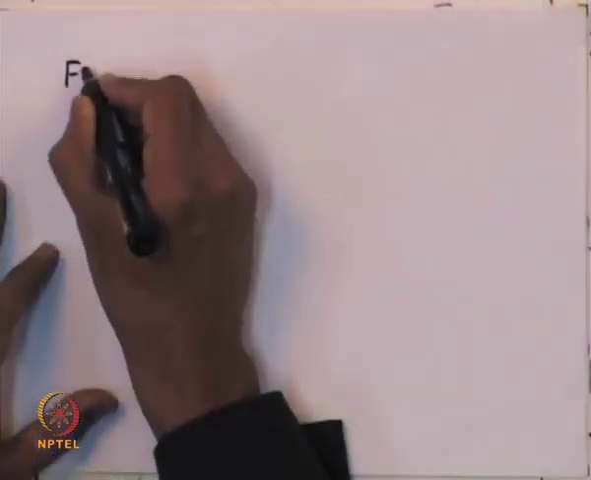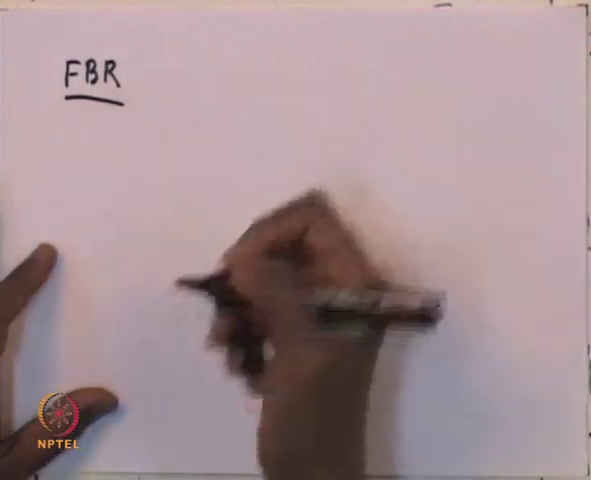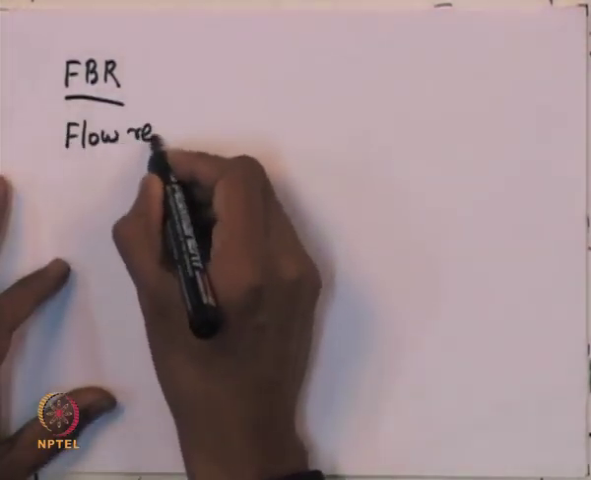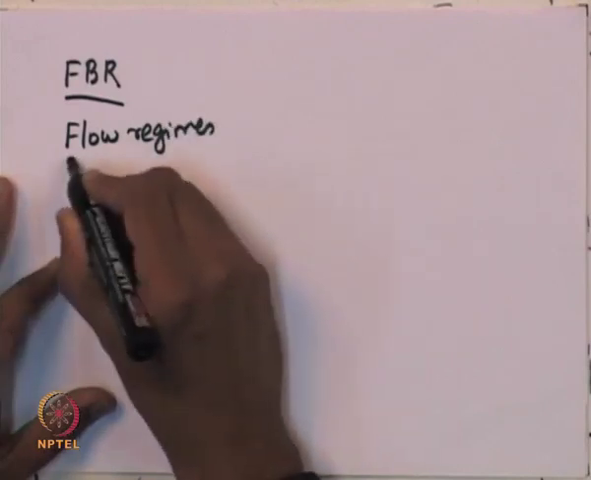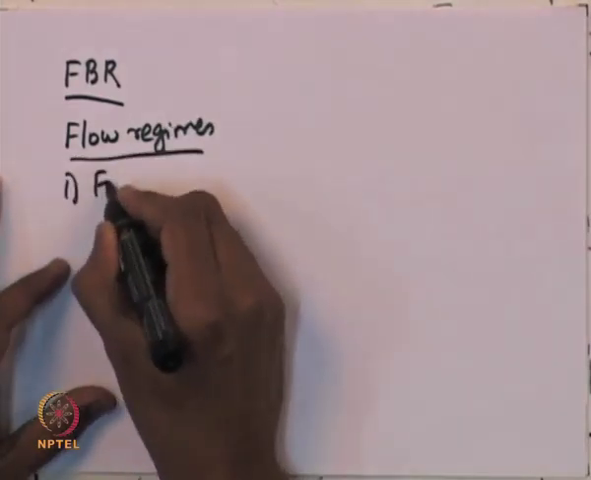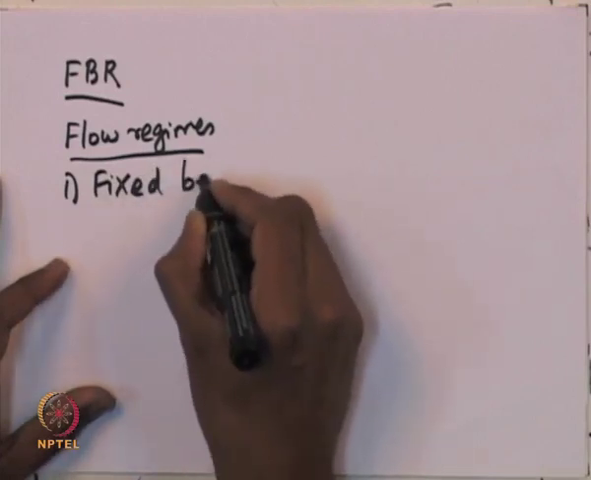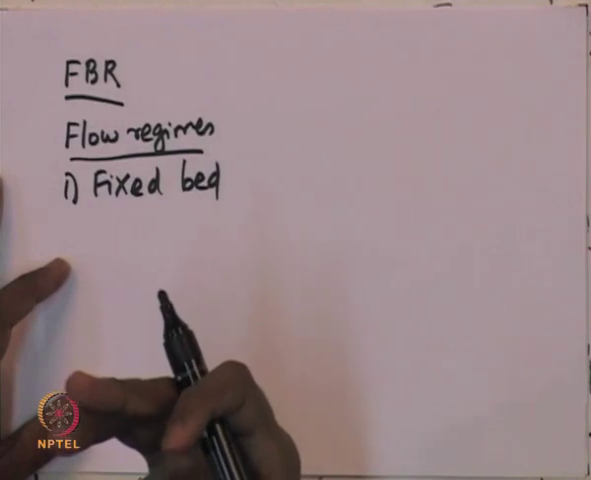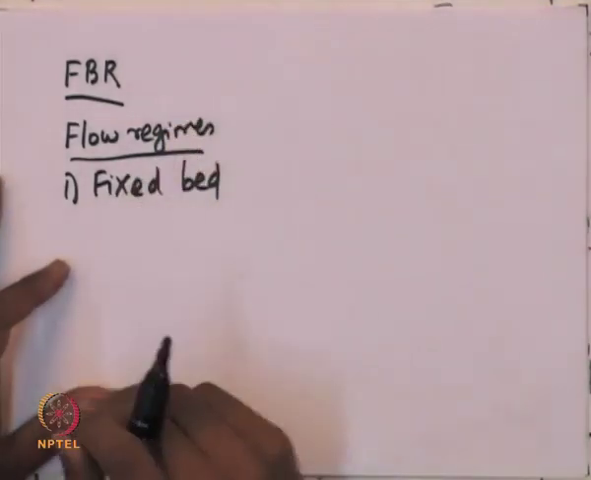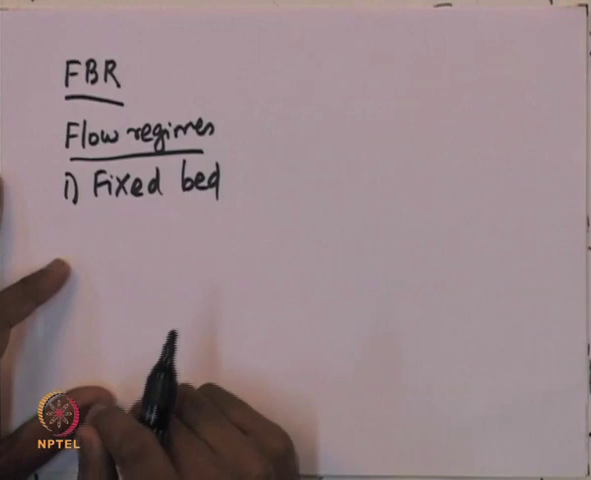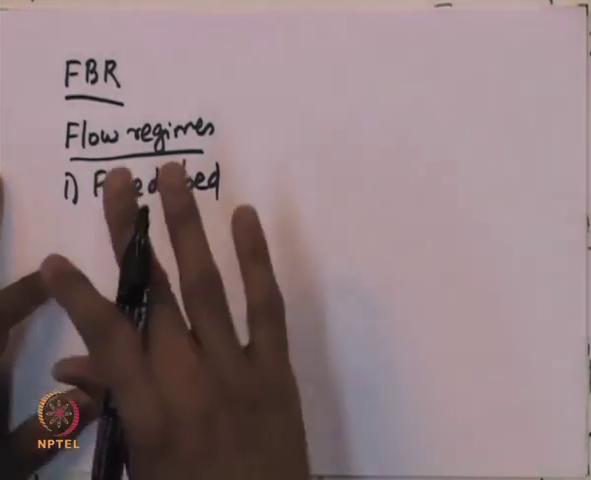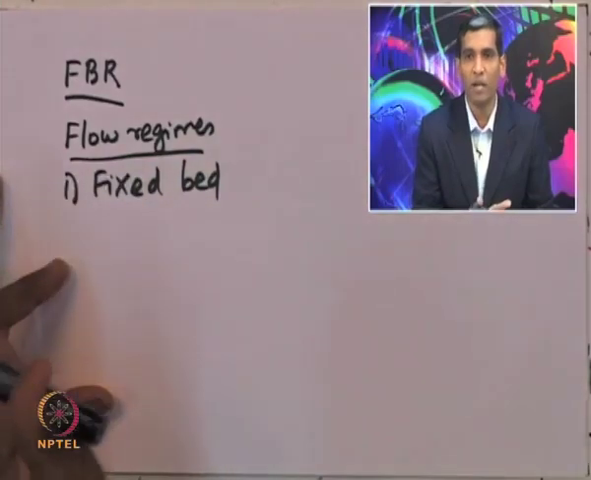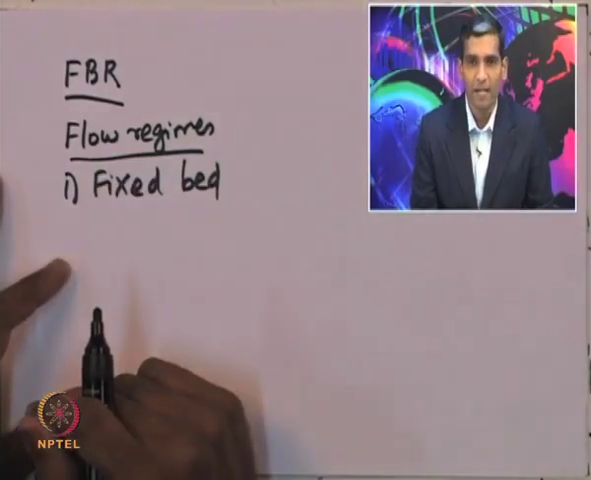So, if FBR stands for the fluidized bed reactor, we looked at different flow regimes. One is the fixed bed regime. In a fixed bed regime, the fluid velocity is not significant enough to offset the gravitational force exerted by the catalyst particles, and as a result the particles remain packed at the bottom of the reactor, where they are sitting on a perforated or a porous plate.